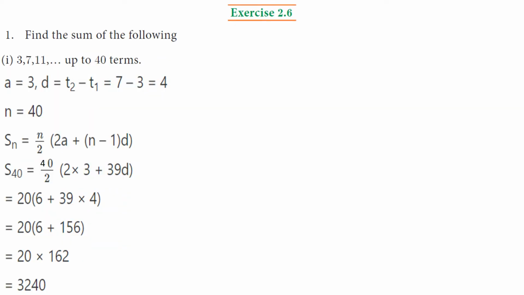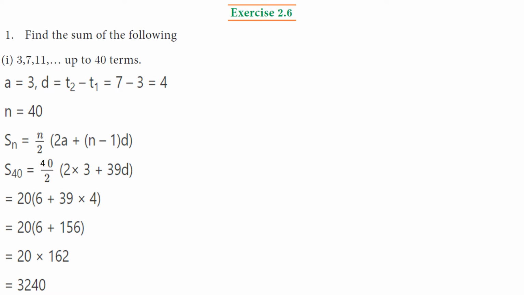Good morning students. Today we are going to discuss exercise 2.6 sums. First one, find the sum 3, 7, 11, etc. up to 40 terms. Here A is 3, D equal to T2 minus T1, that is 7 minus 3 equal to 4, N equal to 40. Formula is Sn equal to N by 2 into 2A plus N minus 1 into D.